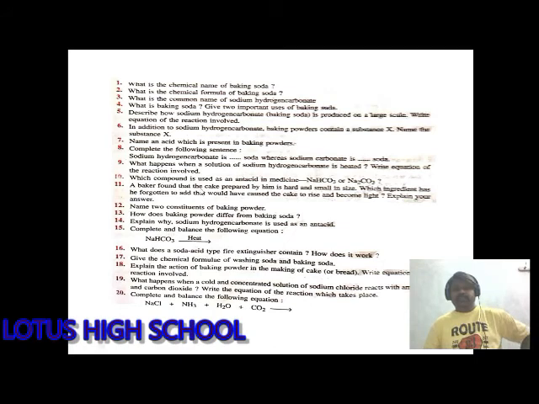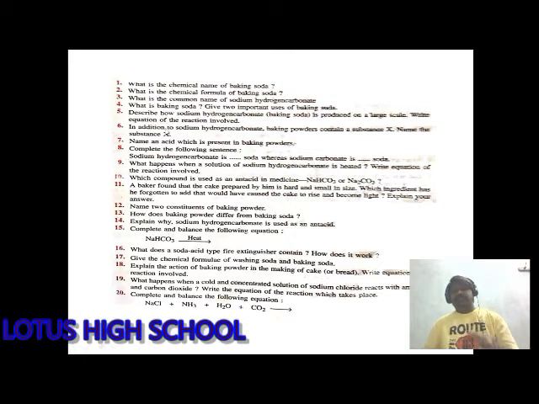So baking powder contains a substance X. So baking powder is nothing but sodium hydrogen carbonate plus dash acid. That is the answer for this X. Name the substance X. Okay. Name an acid which is present in the baking powder.